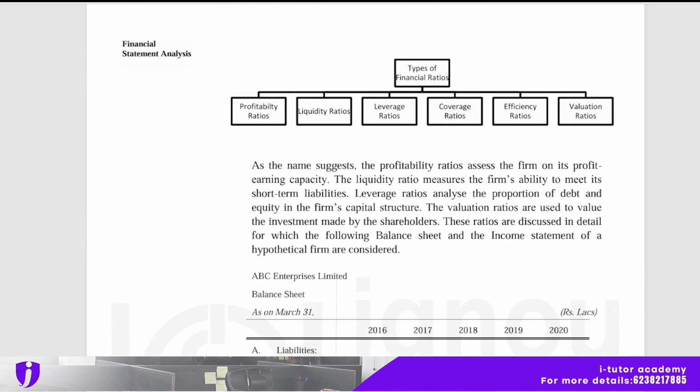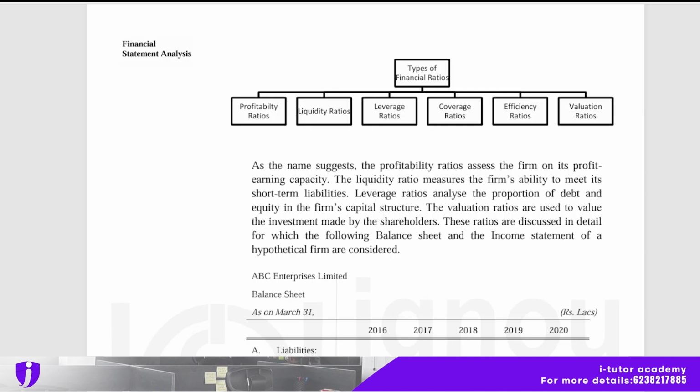There are types of financial ratios. First one is profitability ratio, then liquidity ratio, leverage ratio, coverage ratio, efficiency ratio, and valuation ratios. As the name suggests, the profitability ratio assesses the firm on its profit earning capacity.